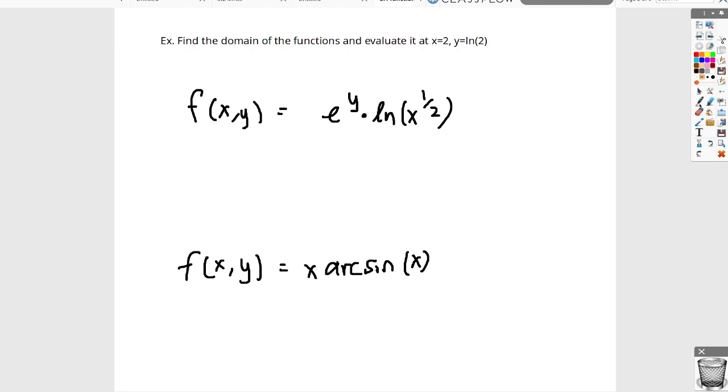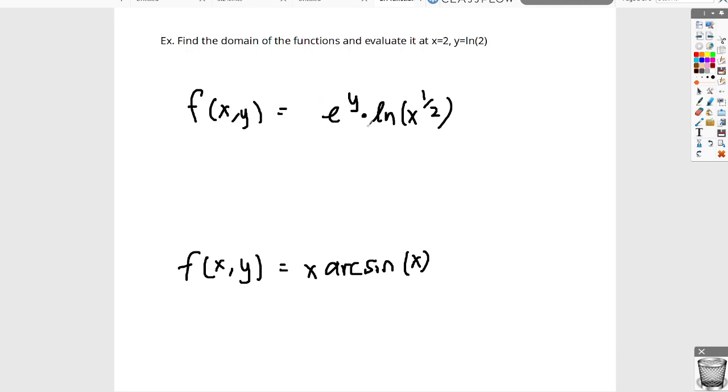Next is find the domain of these functions and evaluate it at x equals 2, y equals ln of 2. So what is the domain of these functions? Well, domain works the exact same way. Usually you'll see it in set builder notation like this, x such that x is equal to whatever. You can also see it like this, x belongs to the real numbers such that x is whatever, but we're just going to say x such that x is whatever, right? Or y such that y is whatever, or whatever relationship between the two, to use the domain.